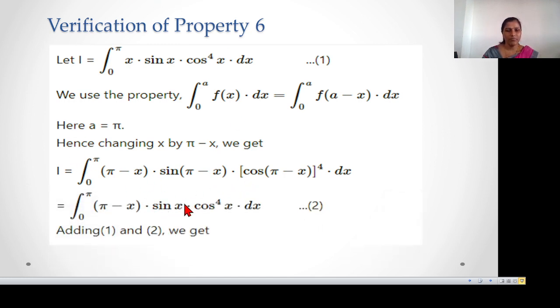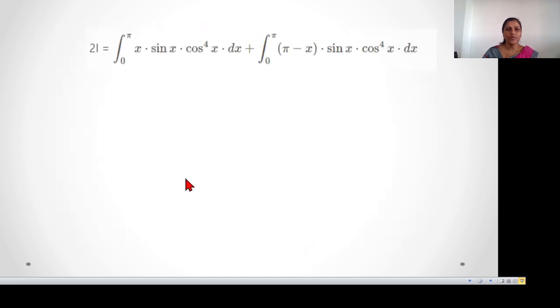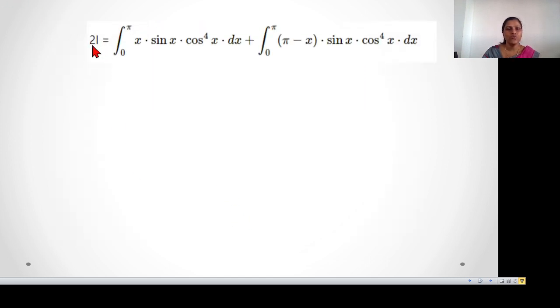Then in the next step, sin of pi minus theta is sin theta, so sin x remains here, and cos of pi minus x is cos x. So here cos raised to 4 x dx remains, and we call this equation 2. In the next step, we are going to add equations 1 and 2. After adding, we get 2I is equal to I plus I, from equations 1 and 2. So here the limits are the same.